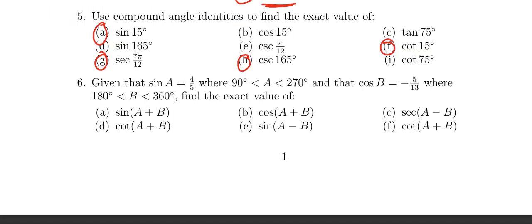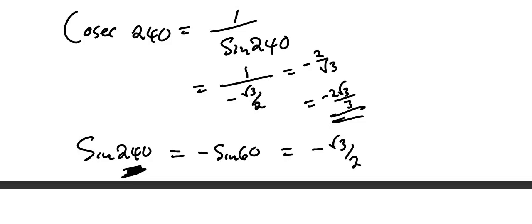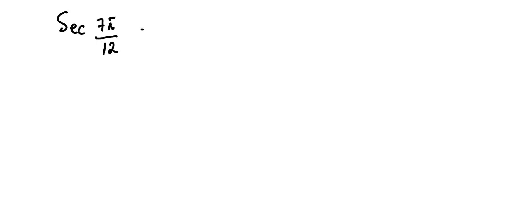Okay, the next question I want to do is your G. G says sec of 7 pi over 12. So 7 pi over 12 is what in degrees, guys? Anyone who can quickly convert it? 7 pi over 12. It's 105. So meaning they're just simply asking us about sec 105 degrees.